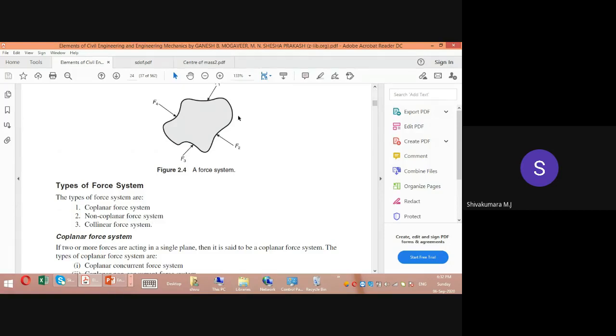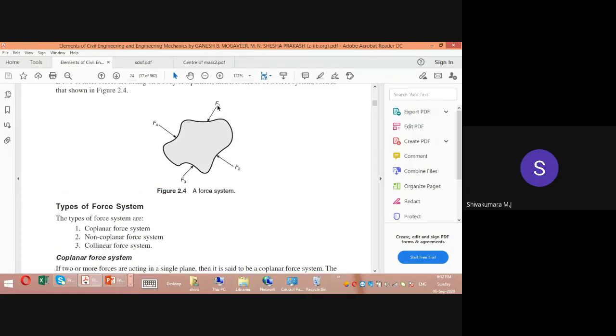For example, here is a force system acting on a rigid body. That is F1, F2, F3, F4. If you extend the line of action of F1, it will come like this. Some line will come. And if you extend F3 like this, it will come like this. And if you extend F2 like this, this line will go in this direction. And if you extend F4, the line will come like this.